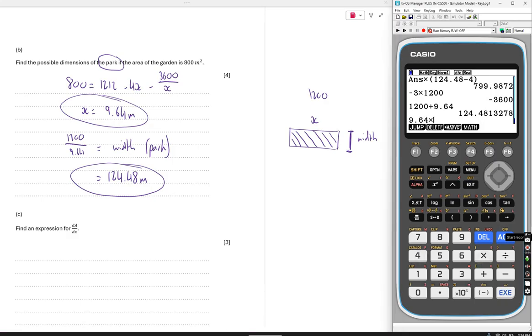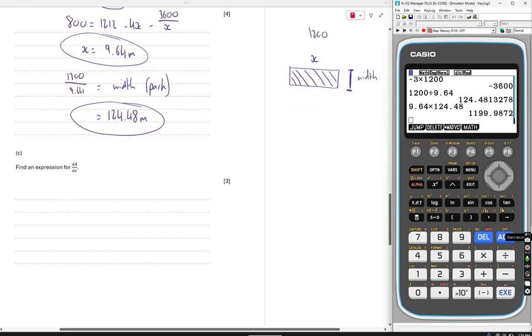9.64 multiplied by 124.48 equals 1199.98, which really would be 1200 meters if I didn't round those two numbers. So I know that doesn't quite make sense. Like in the real world, it doesn't quite make sense. But within the context of the question, these are the only numbers that we can go off. So the width is 124.48 meters and the length is 9.64.